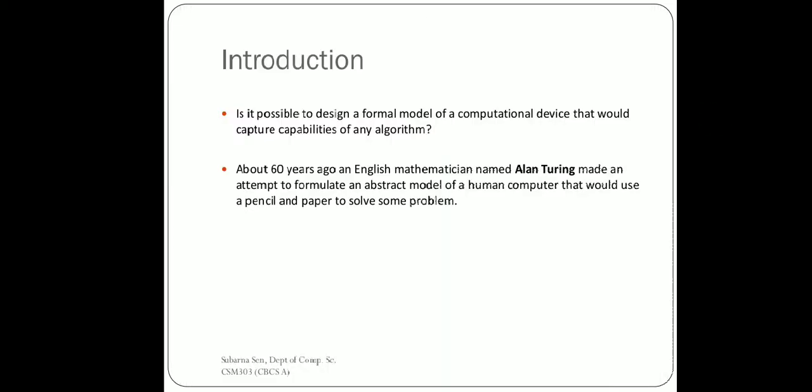To introduce the Turing machine, we will begin with the question: is it possible to design a formal model of a computational device that would capture the capabilities of any algorithm? Is it possible? You will be astonished to know that by the end of this module 3, we will formally prove many things, and we will come to the conclusion that a Turing machine is capable of doing everything a computer can do.